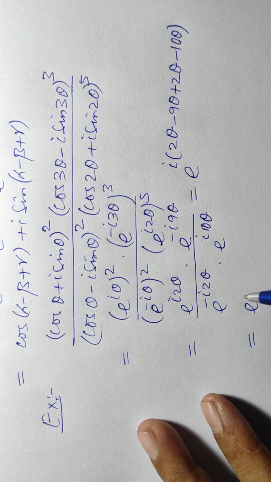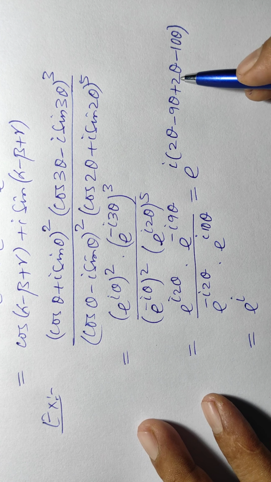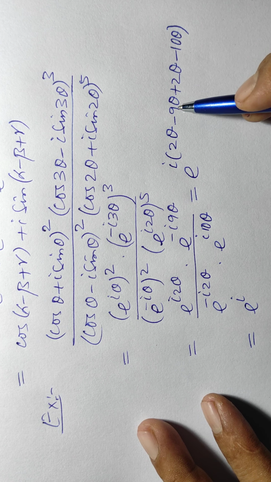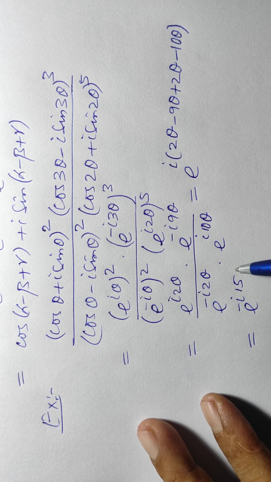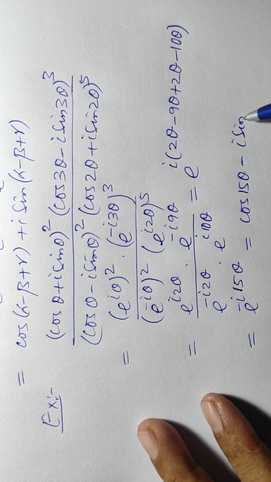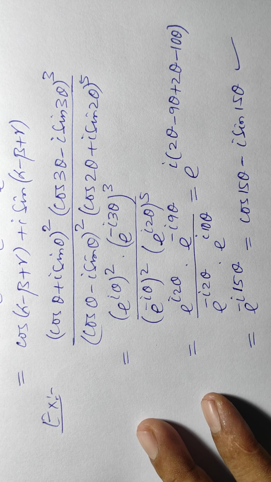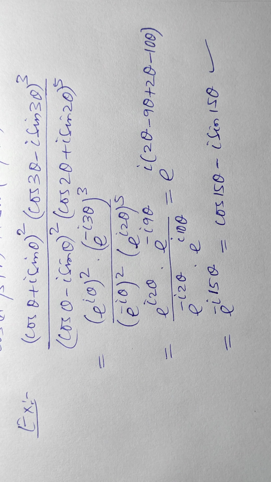Okay, so it will be e to the power i (2 theta plus 2 theta). It is 4, and minus 10, minus 10 minus 9 plus 4, minus 15. Clear? So minus 15 theta, which will be equal to cos 15 theta minus i sin 15 theta. That's it. Clear? Very easy. It will not take more than 30 seconds.